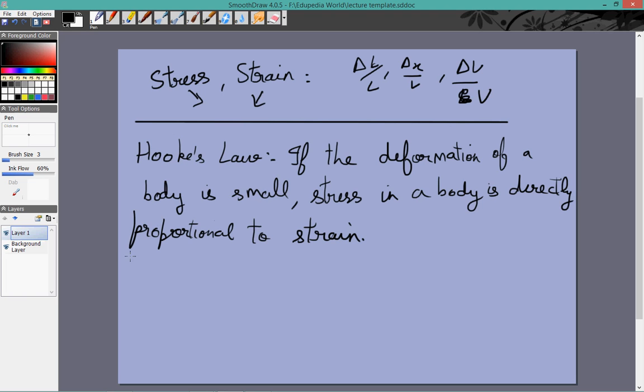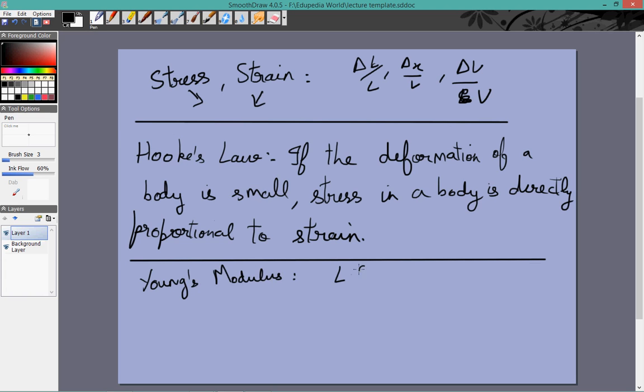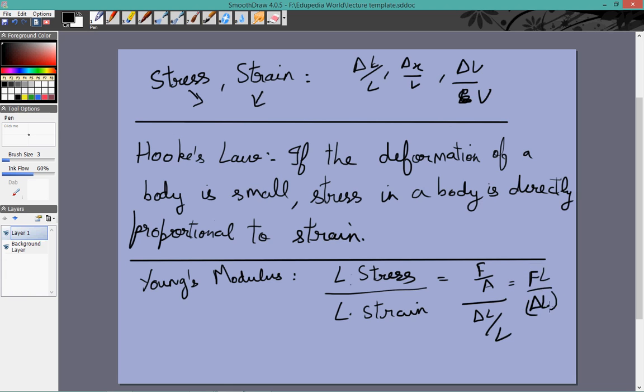The first form is for longitudinal strain. So in that case, the constant of proportionality is called Young's modulus. And Young's modulus is nothing but the longitudinal stress divided by the longitudinal strain. So it is F by A divided by delta L by L, or it is FL by A delta L. So if we apply a force F on an object of a cross-sectional area A, then the strain induced in it will be delta L by L, which is related to the stress by the Young's modulus. Now since strain is dimensionless, Young's modulus has the same dimensions as that of stress, which is the same as that of pressure.